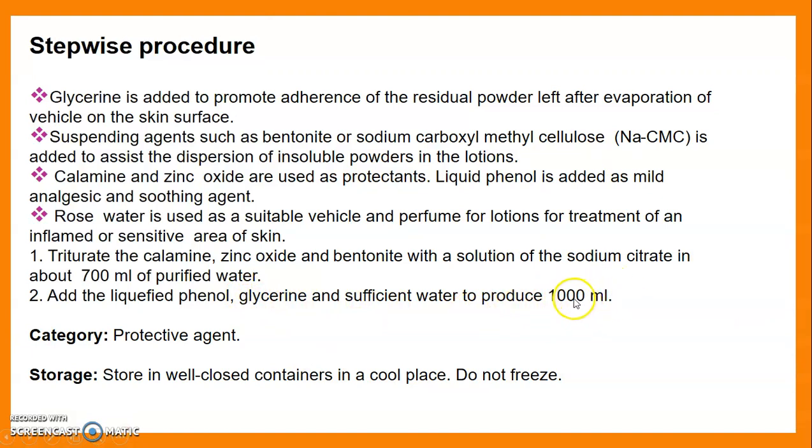But here we prepared only the 10 ml. For that, we take 7 ml of purified water first of all and then add all the ingredients and prepare a quantity sufficient to produce the 10 ml. Its category is a protective agent. Storage: it should be stored in a well-closed container in a cool place. Do not freeze it. After that, we move toward the actual practical session in the laboratory. Let's go.